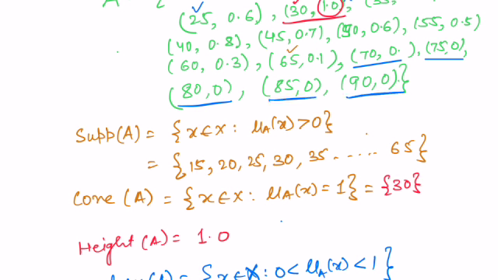So this is how we can find the core, boundary, support, and height of a fuzzy set.